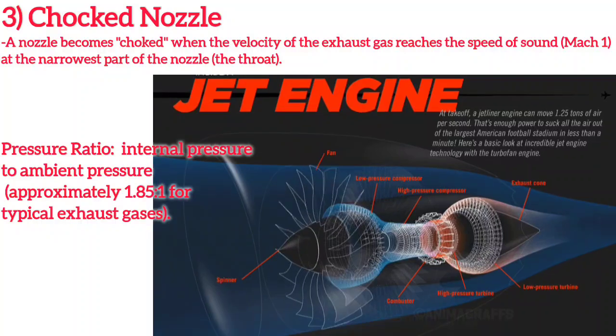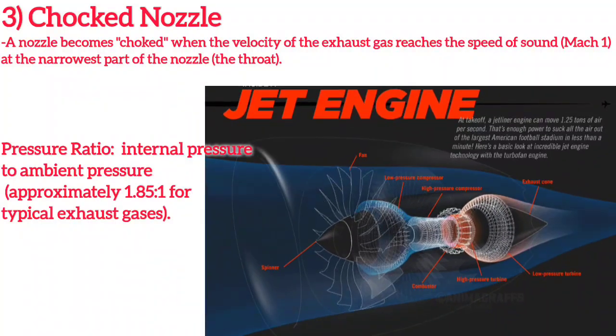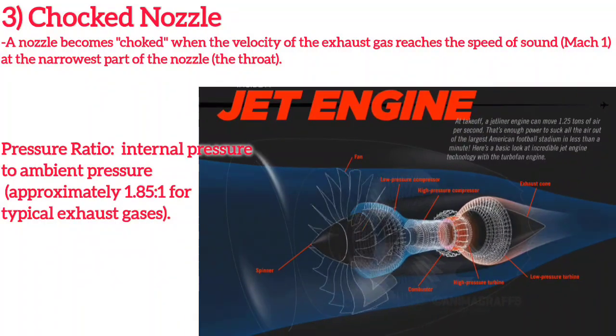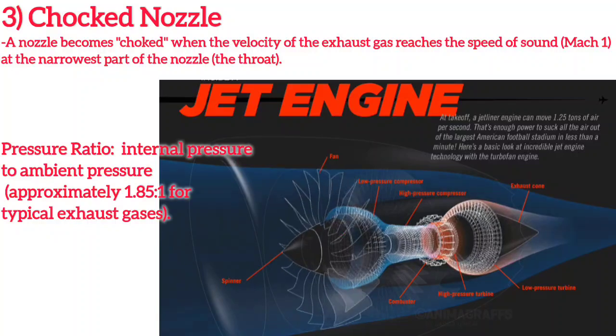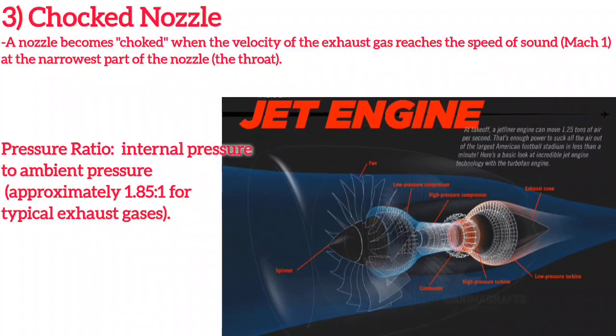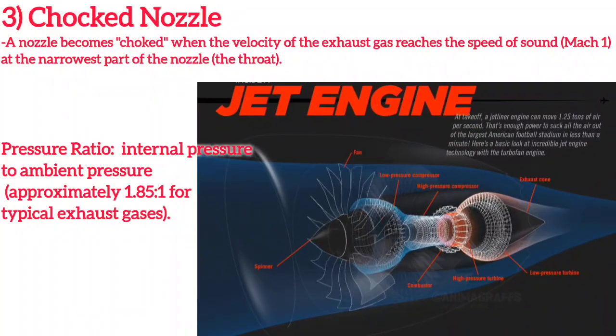Example: once the exhaust reaches Mach 1 at the nozzle's narrowest point, the nozzle is choked. Even if the pilot dumps more fuel, the gas cannot move faster through that opening.